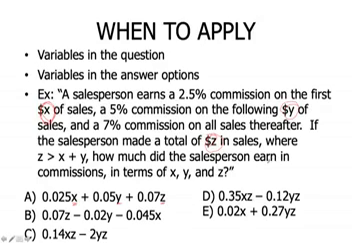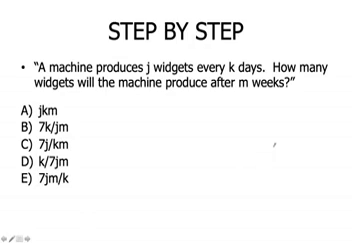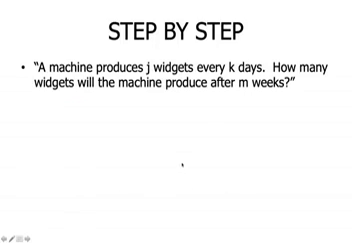So before we do a problem like this, let's start out with an easier version of it. A machine produces J widgets every K days. How many widgets will the machine produce after M weeks? And then again, I have my answer options, which have variables in them. And we're going to walk through this step by step.